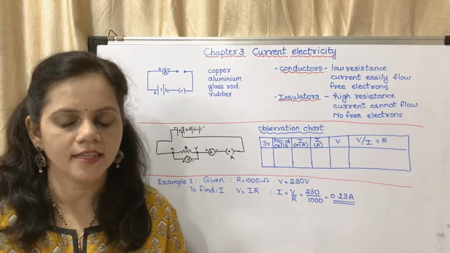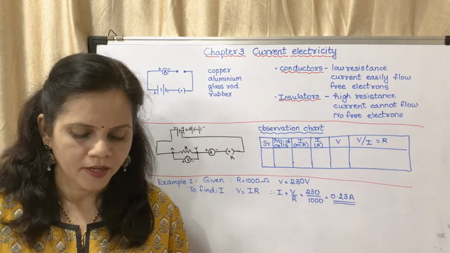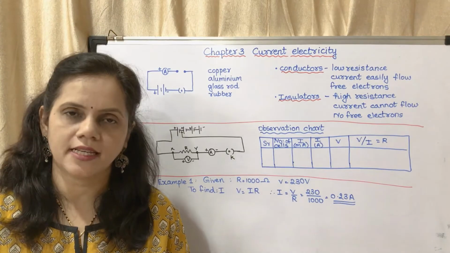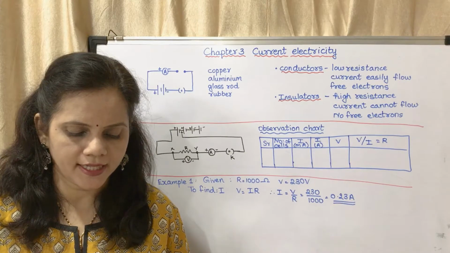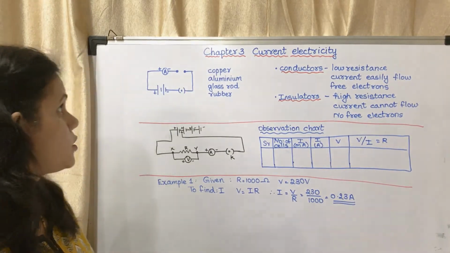There is an activity given on page number 36 towards the end. You may see, I'll read it out. The method: make connections as shown in the figure. First, connect a copper wire between the points A and B and measure the current in the circuit. Okay, so I will explain it to you.